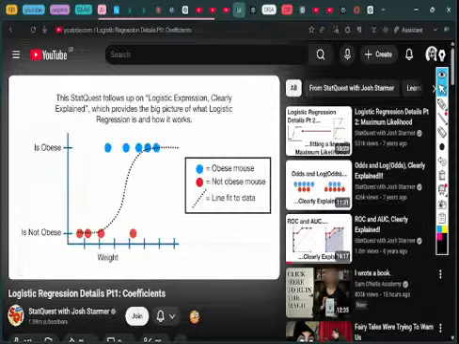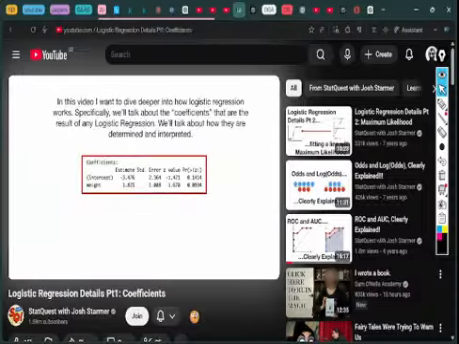This StatQuest follows up on logistic regression clearly explained, which provides the big picture of what logistic regression is and how it works. In this video, I want to dive deeper into how logistic regression works. Specifically, we'll talk about the coefficients that are the result of any logistic regression. We'll talk about how they're determined and interpreted.